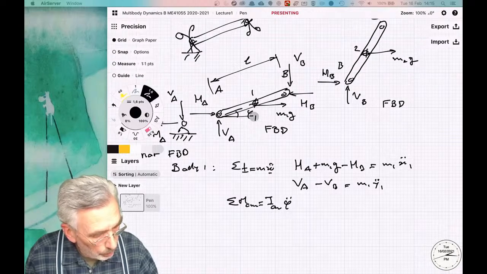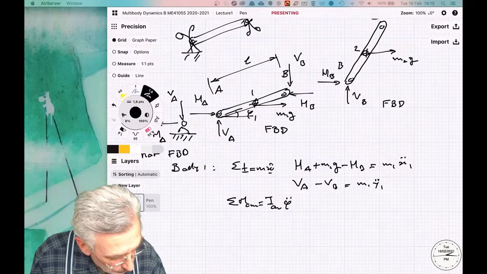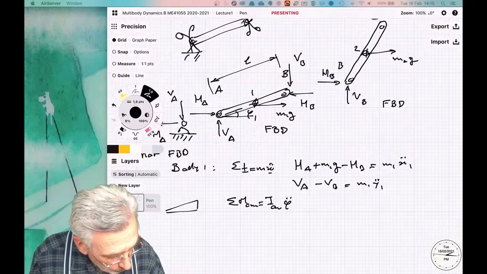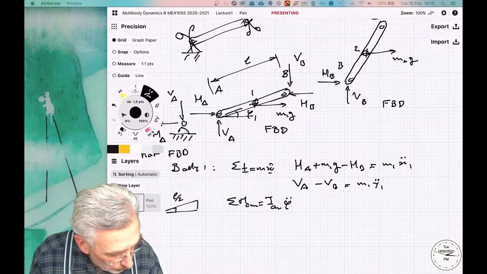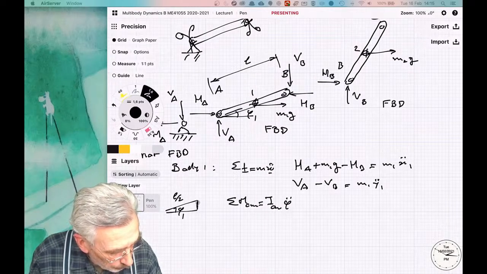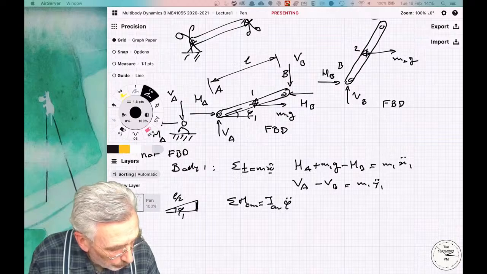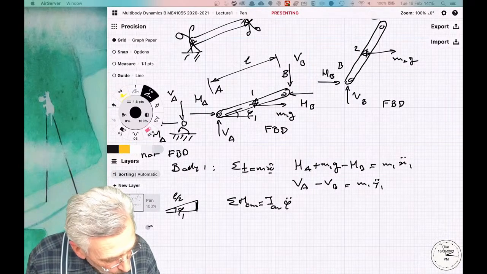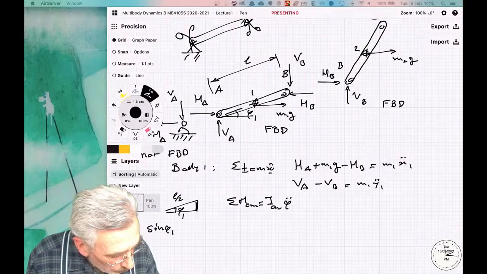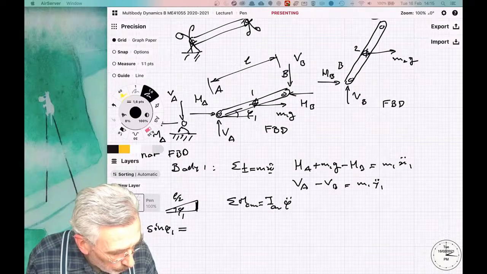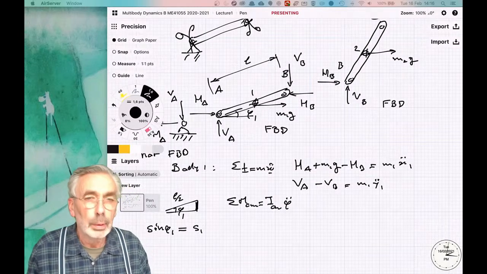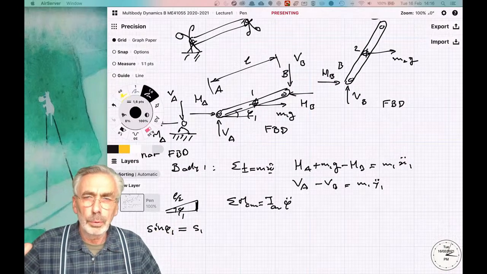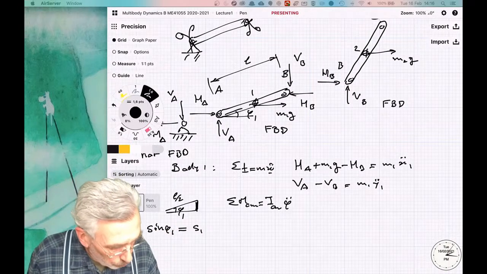So it's force times distance. If this is L over 2 and this is phi 1, then we need this arm. And that's the sine of the angle, right? Well, for sine phi 1, I'm going to use a shorthand notation called S1, because otherwise I have to write so much. So this is shorthand.